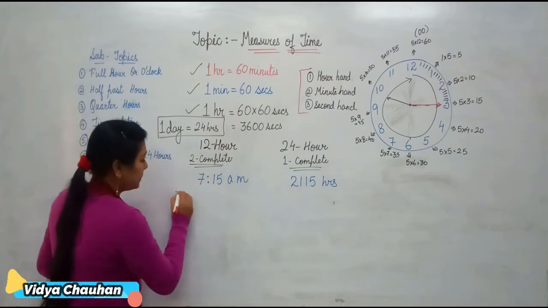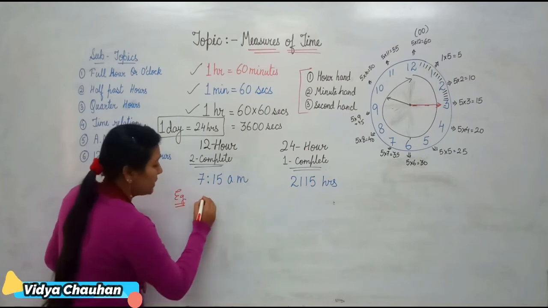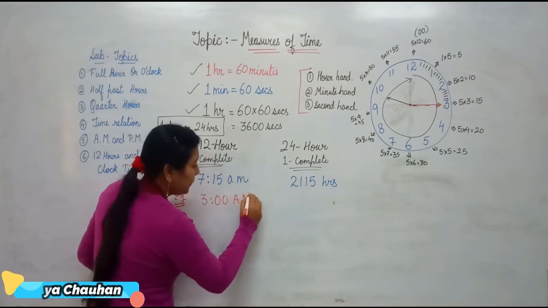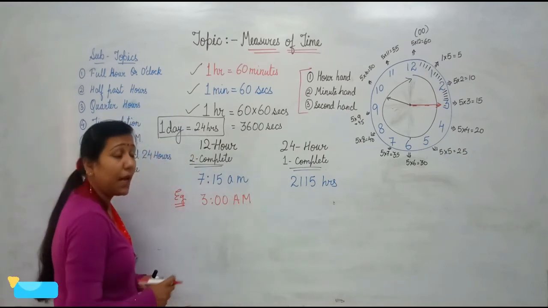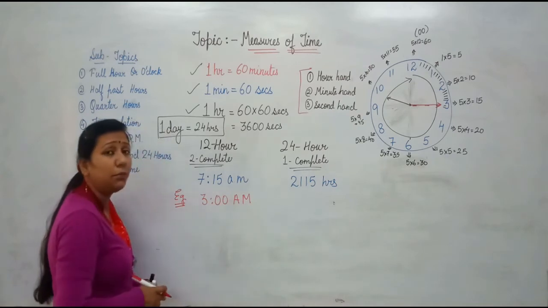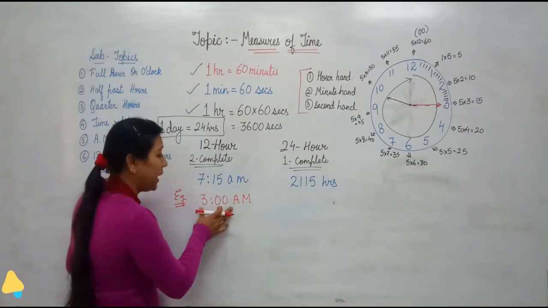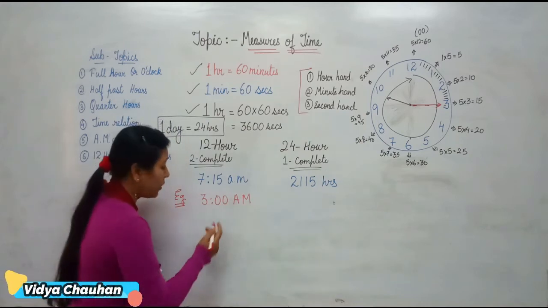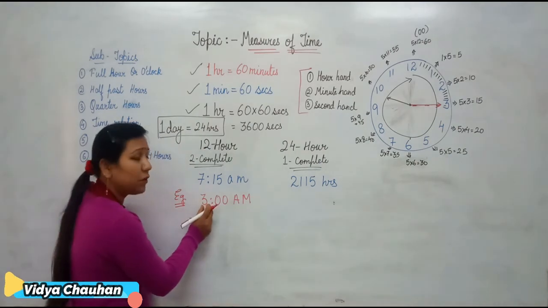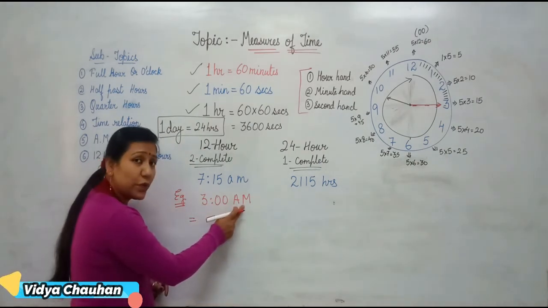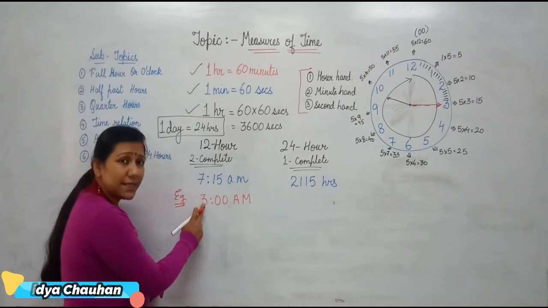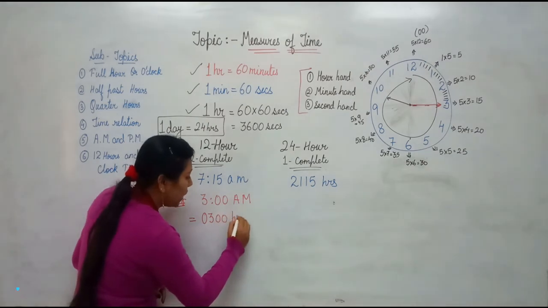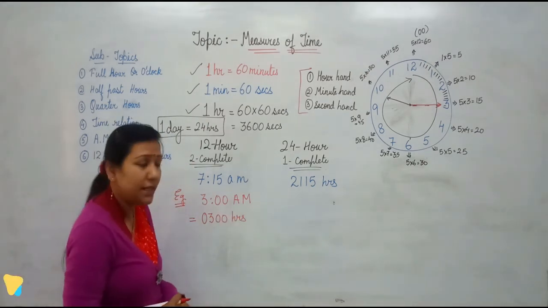Now suppose I take an example, a time is given to you as 3 AM. If it is said that you have to write the time in 24-hour clock, because the time right now is given in 12-hour clock, then since the time is in AM and the value is less than 12, you will write it as 0300 hours.